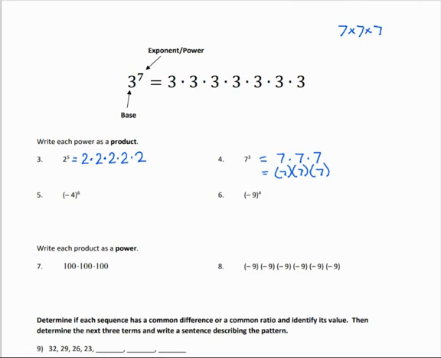Does anyone know why we're trying to avoid that? Louder. Exactly. Those X's look like variables, right? We're using X's for variables. So we're trying to get away from using an X as a multiplication symbol. Also, don't just put this, because what does that look like? 777, right? So make sure you either have the dots or using the parentheses, okay?